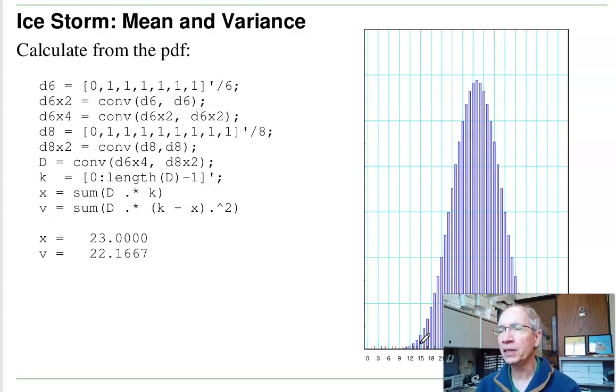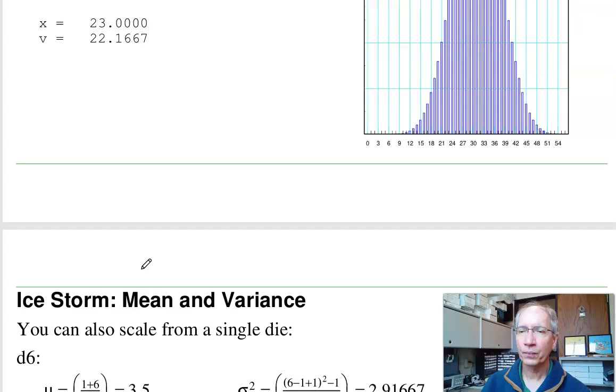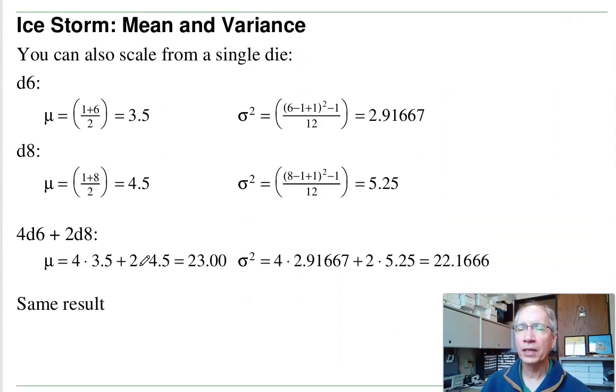Ice Storm has a mean and a variance. The mean, if I calculate it, is 23. The variance is 22.1667. One way to calculate it. Another way is just take a 6-sided die, find its mean and variance, 8-sided die, its mean and variance, and then do a weighted average.